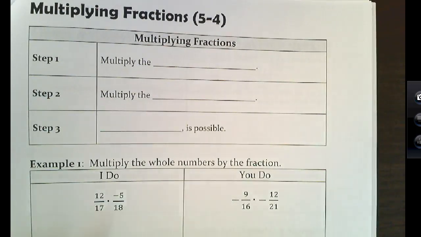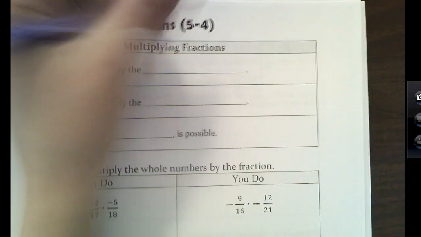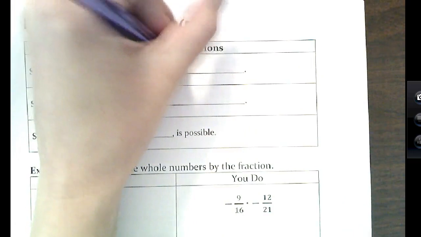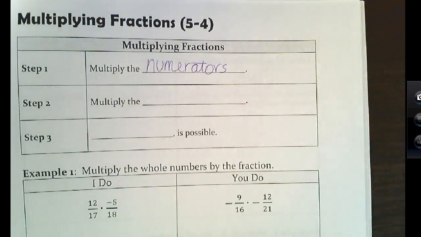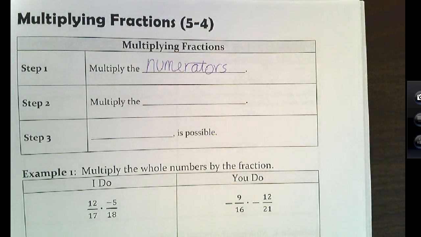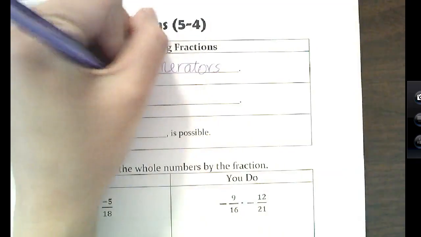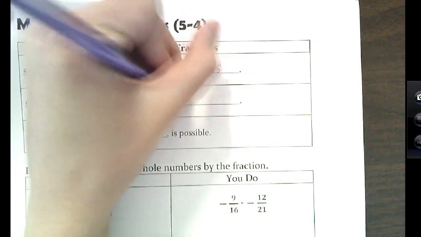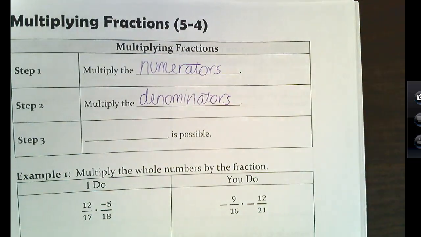So when you are multiplying fractions, your first step, you can see up here, I've got step 1, is to multiply the numerators. So you're going to start by multiplying the numerators. Is the numerator the top or the bottom? Numerator, top or bottom? It's the top, right? The denominator, which is the second step, multiply the denominators. Denominator, D stands for down, so that's on the bottom.